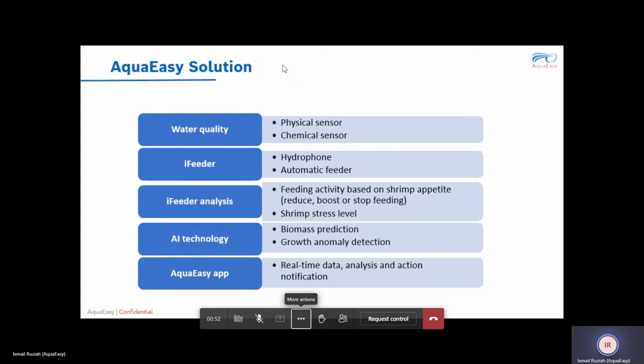Okay, so I'll go to the results. For the results portion, I will go fairly quickly because I think those of you who have been in the trials know the results already. So I will just talk in general. So the Vietnam trial that we did with Vietwook, we did 4 ponds.